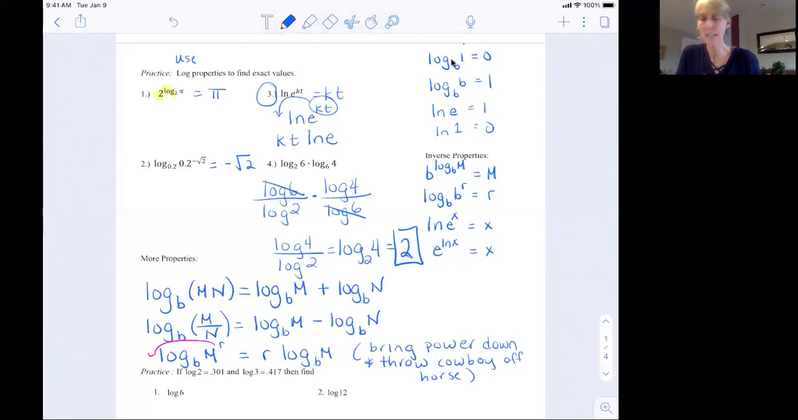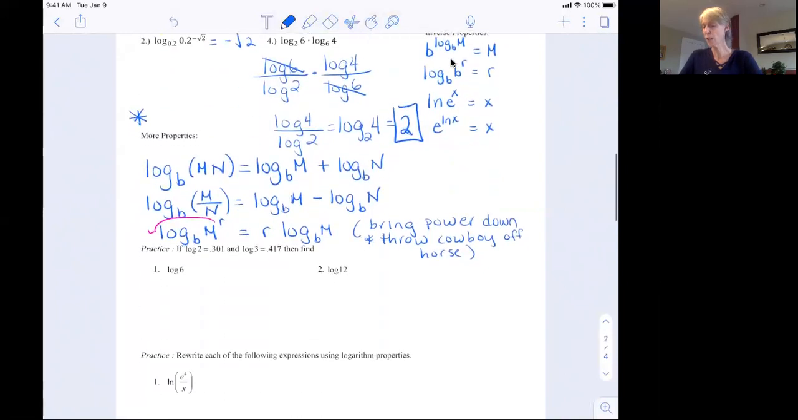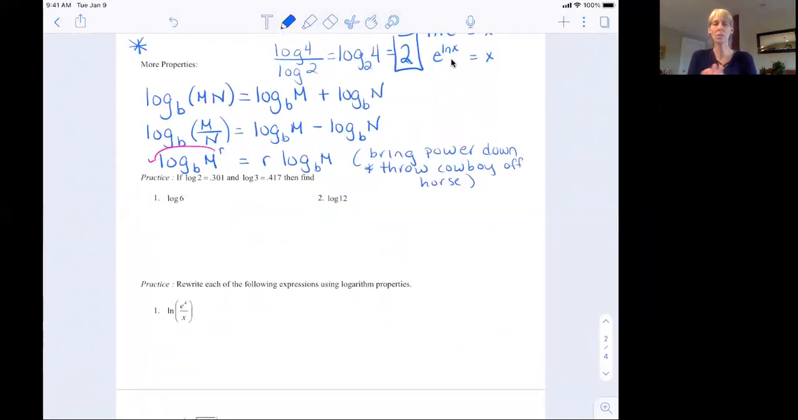ln of e is 1, so that just cancels out, and I'm going to be left with kt. Okay. So that's what I meant, that there's always a different way that you can approach things if you understand how your properties work. These properties here are huge, big. We're going to be using them a lot, so I'd like you guys to have a basic understanding of how they work.